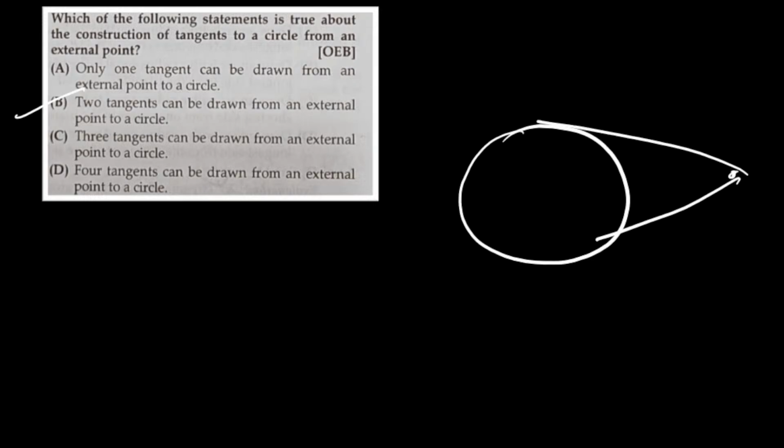Today itself we did this question. Option B. So option B is correct. From external point, two tangents can be drawn. So that's why second option is correct. Two tangents can be drawn from external point of a circle. Let's do next question.